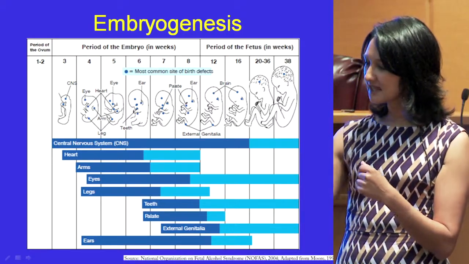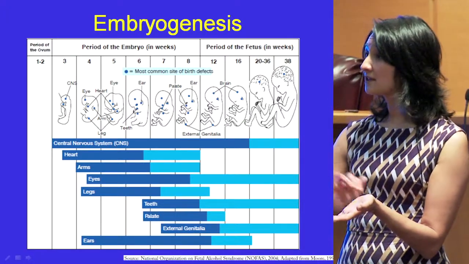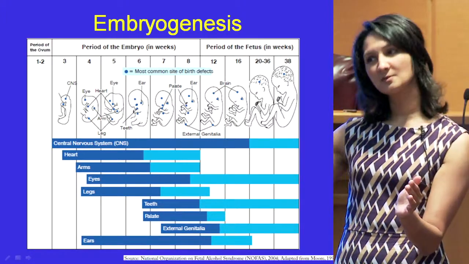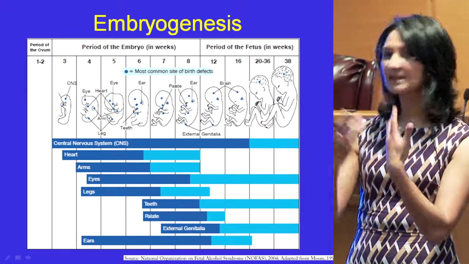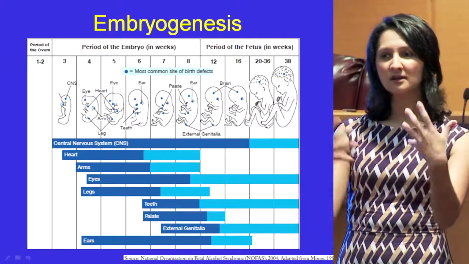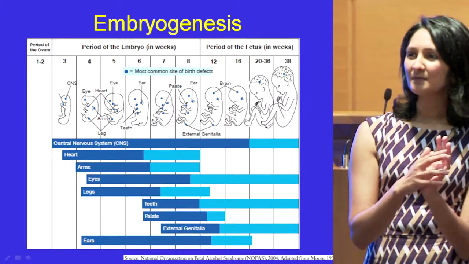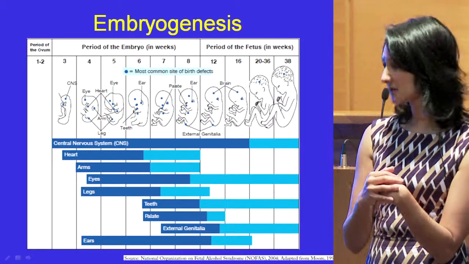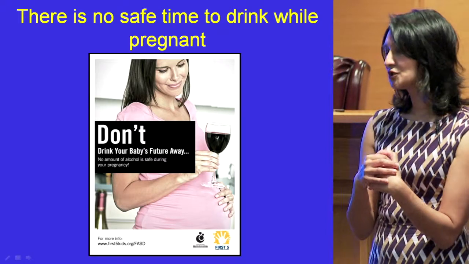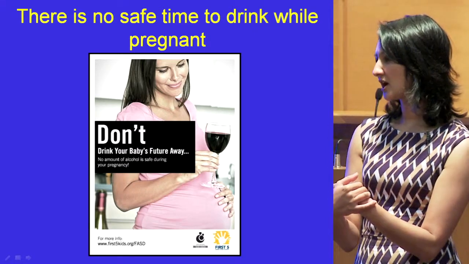But what you'll notice is that central nervous system, that brain development, continues to develop throughout pregnancy. So from that moment of conception all the way to the moment of birth, that brain is continuing to organize, and those neural crest cells, those neurons are migrating, and those synapses are forming throughout pregnancy. So even if you're not having facial features because of the timing, you're still having potential effects on brain development. So that's why the safe take-home message is that there's no safe time to drink while pregnant.